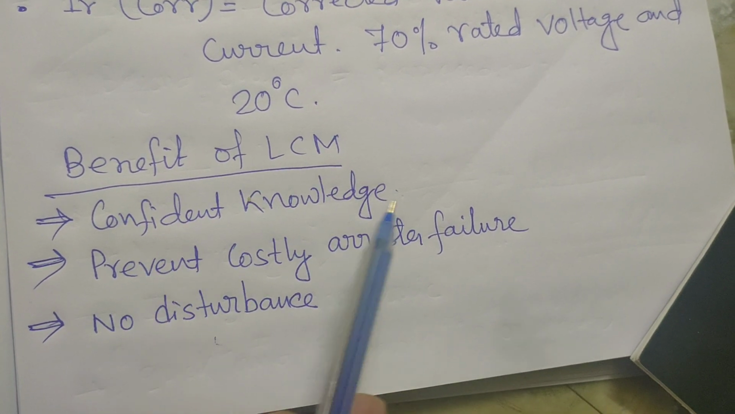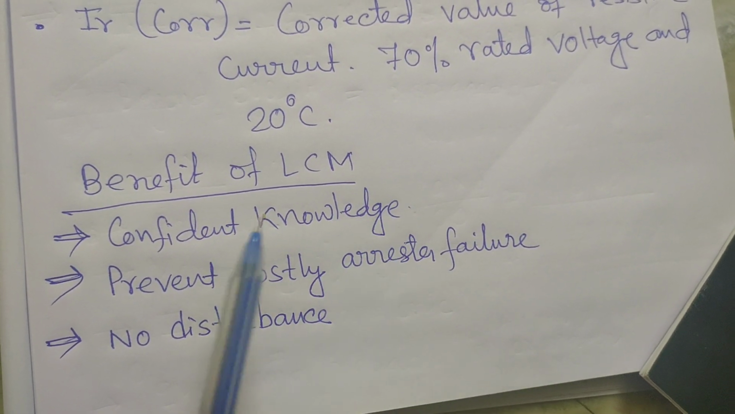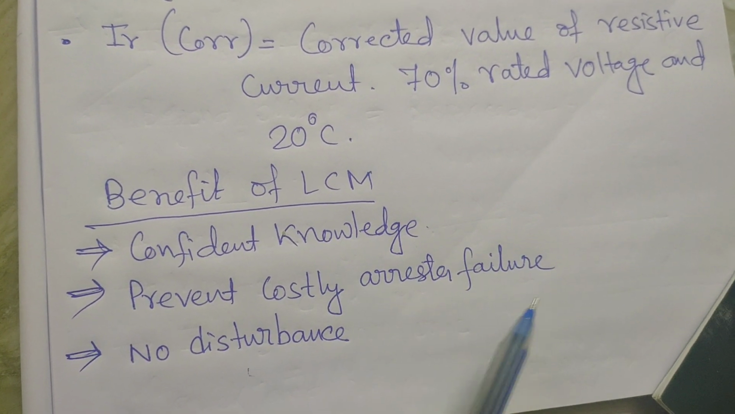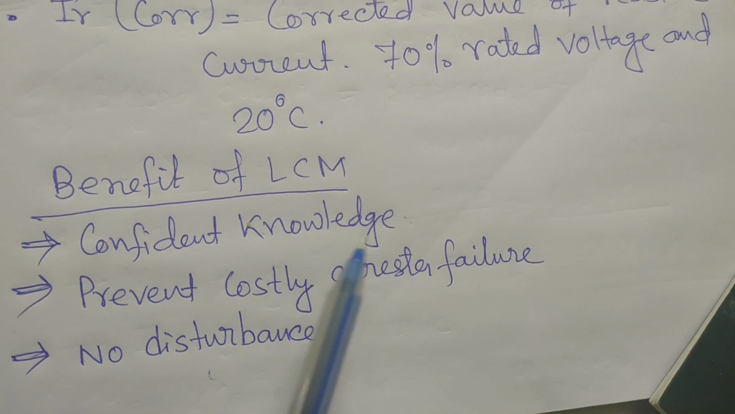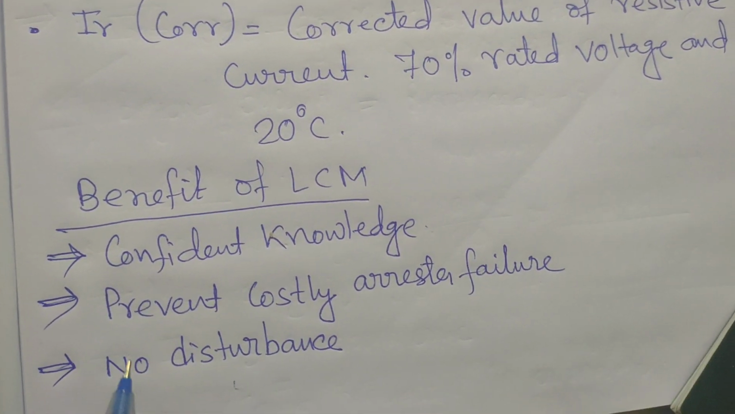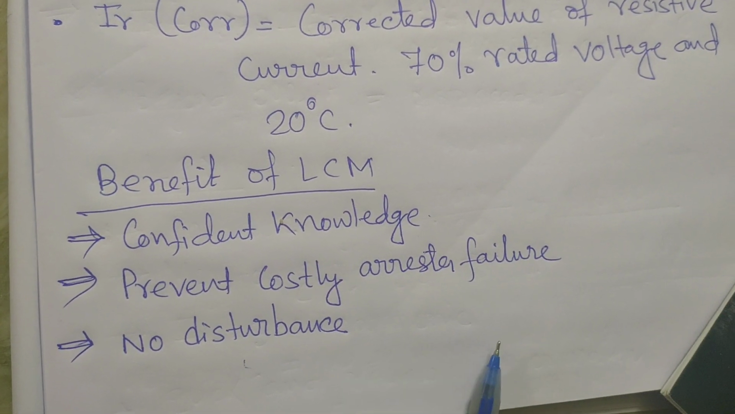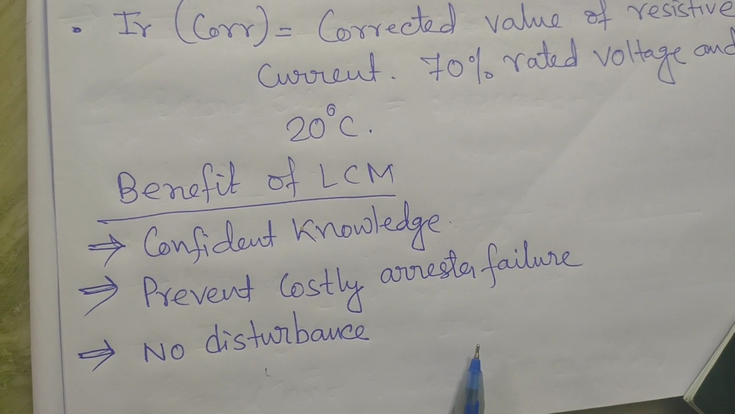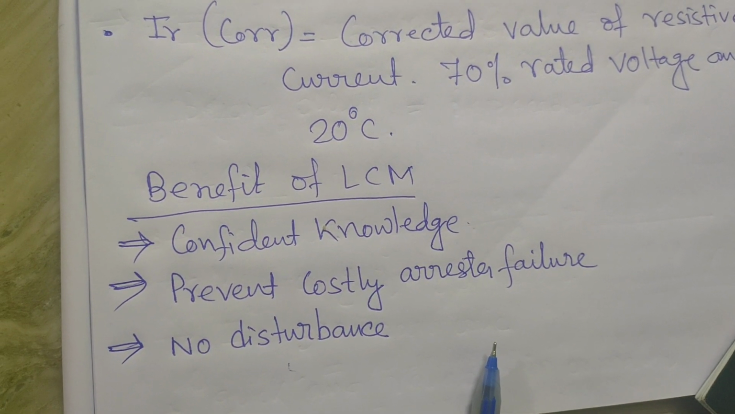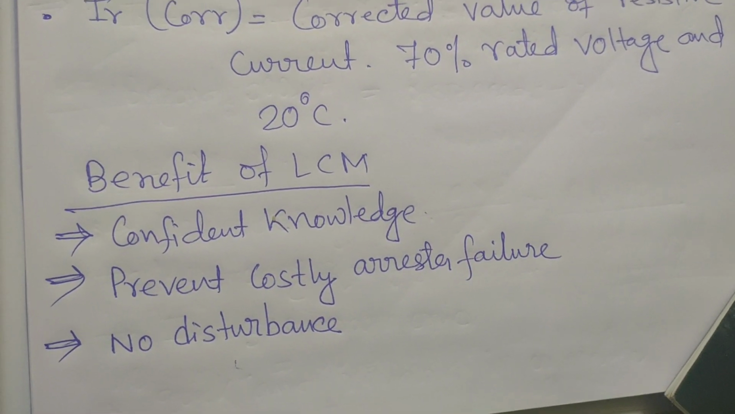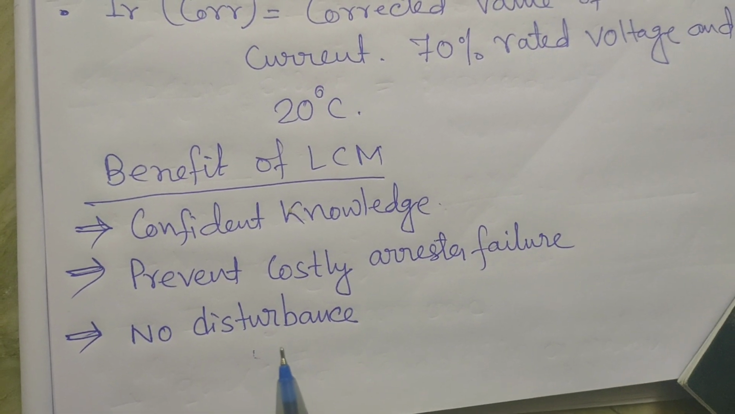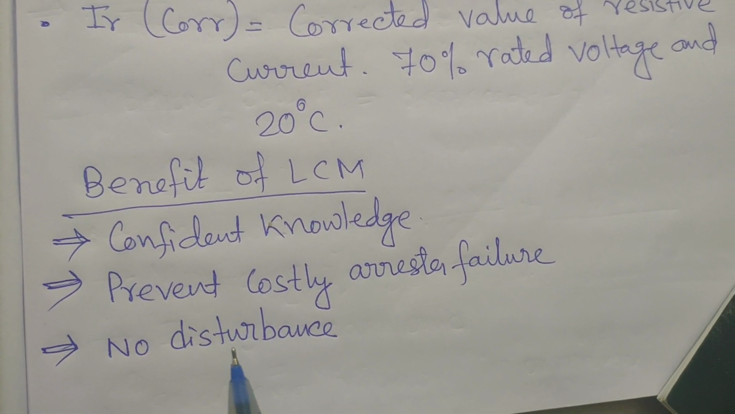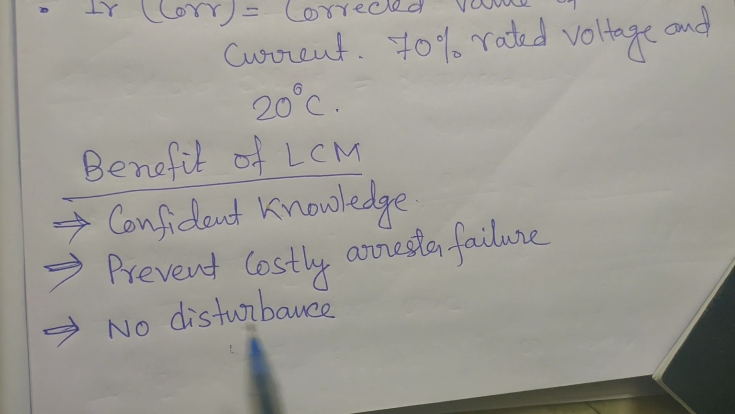If you get the information about which amount of leakage current is flowing through the LA, you can easily prevent costly arrester failure. And also there is no disturbance. If you do these types of tests on a regular basis, you will be aware of the failure before it reaches a dangerous value, you will replace the LA for the betterment of the system, and the system will be normalized without any type of disturbance.